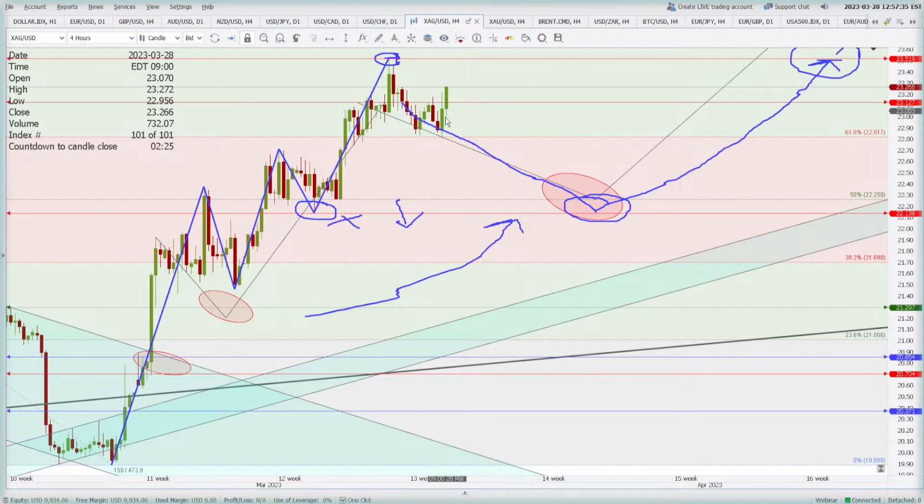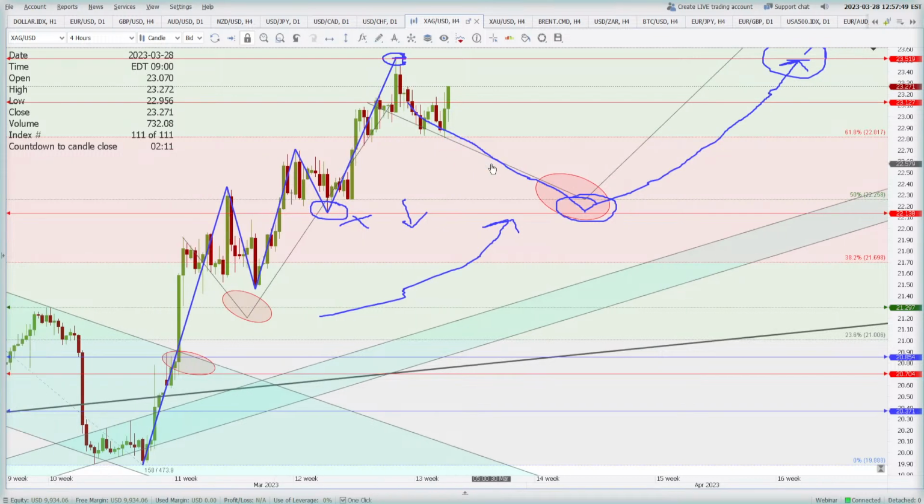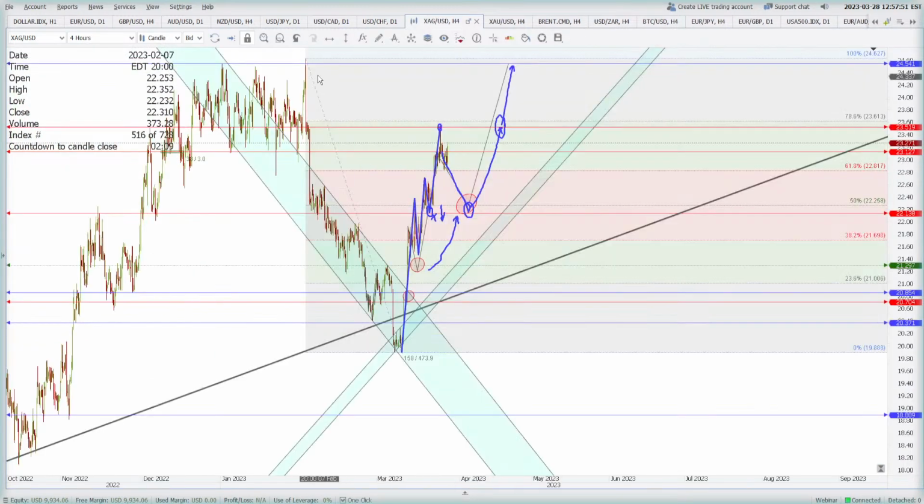Actually, anything can happen from this price action. It is a very strong price action. This is a very strong price action, the upside, and this has a support of 62% of the fall, the previous fall.